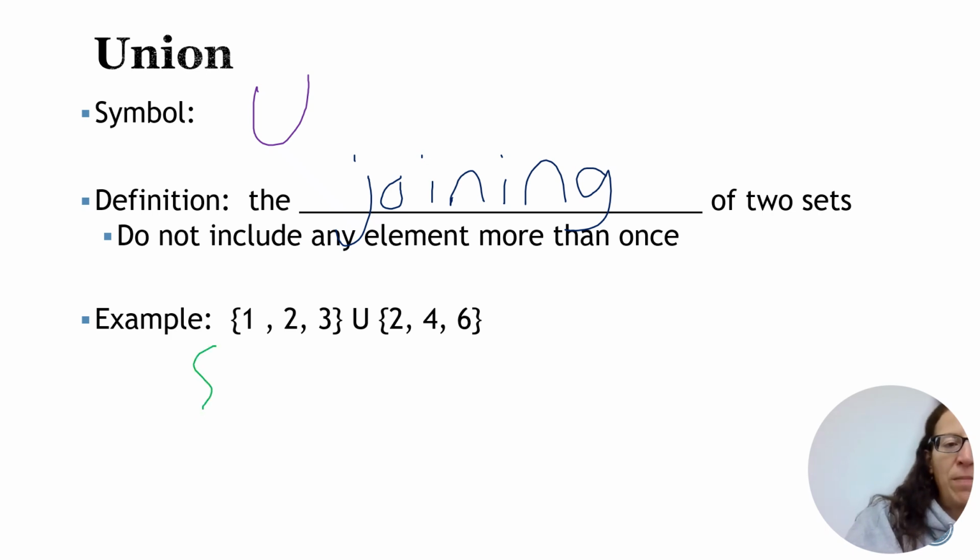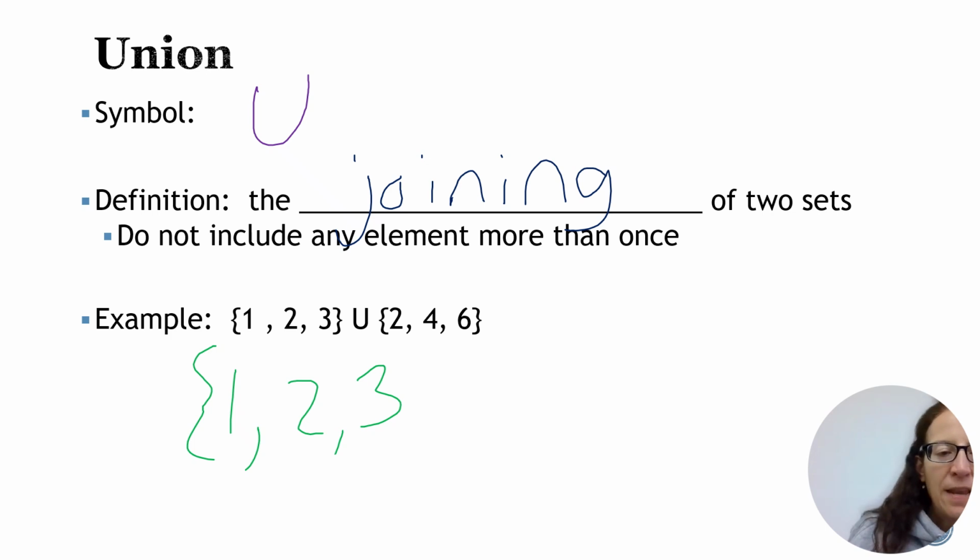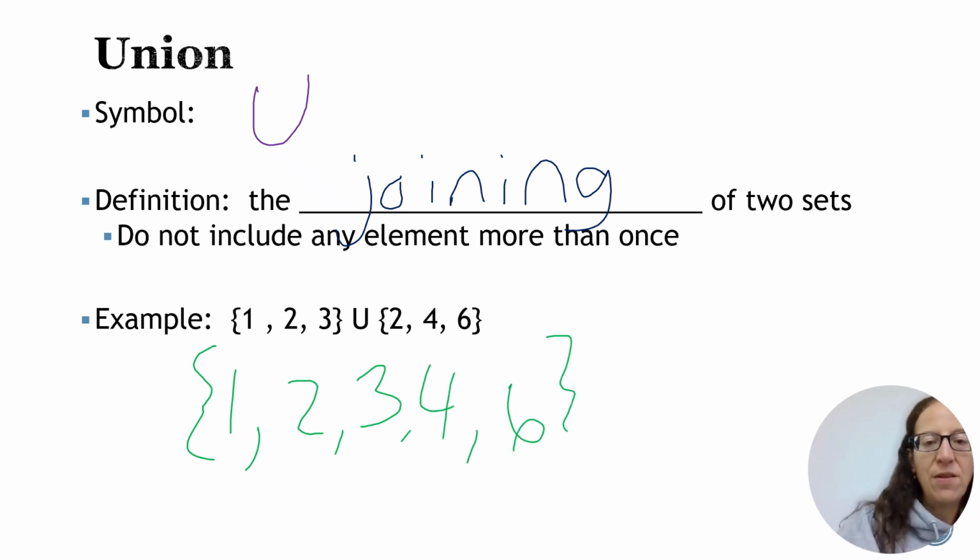And so I open up my sets and I do 1, 2, 3. Now that's my first set. Now when I come over to the other set, there's a 2 over here, but we already have a 2 in that set. So we're not going to write that again. So no 2 again. So we're going to write the 4 and the 6. And that set there is the union.